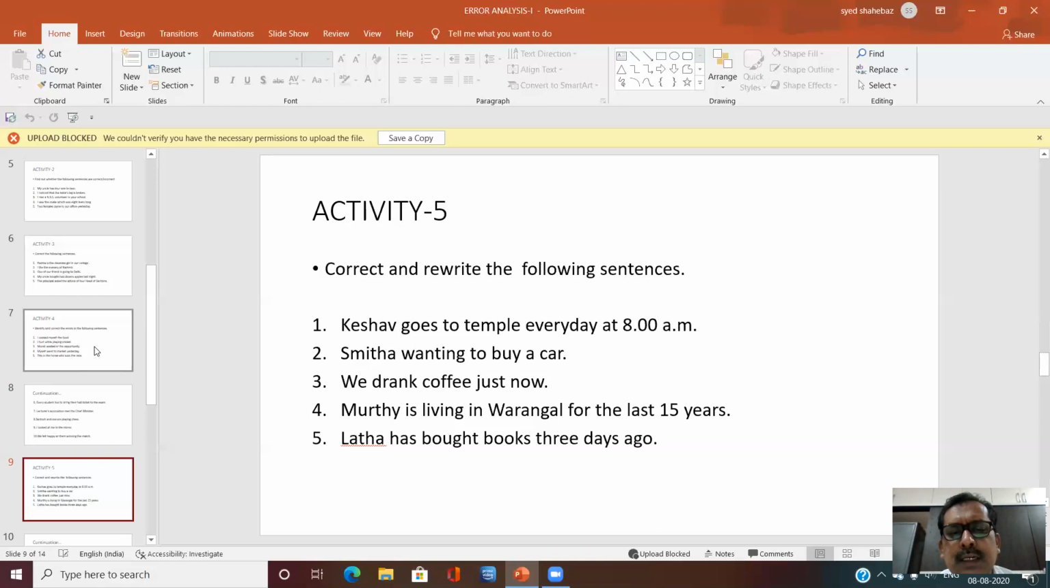Second sentence. Smita is wanting to buy a car. Here the mistake is that we don't use want in the ing form. Smita wants to buy a car.